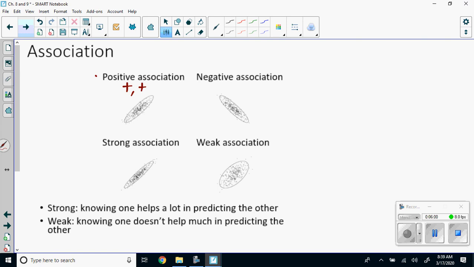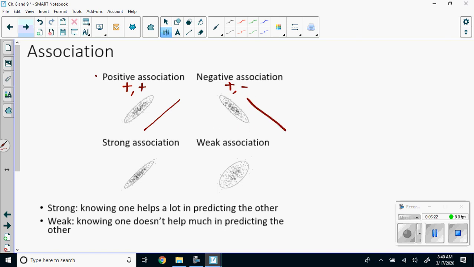A negative association is as one variable goes up, the other one goes down. So as one variable goes up, the other one goes down. So those are our two options. Positive has a slope of a positive number, or it's going up. Negative has a slope of a negative number, or it's going down.